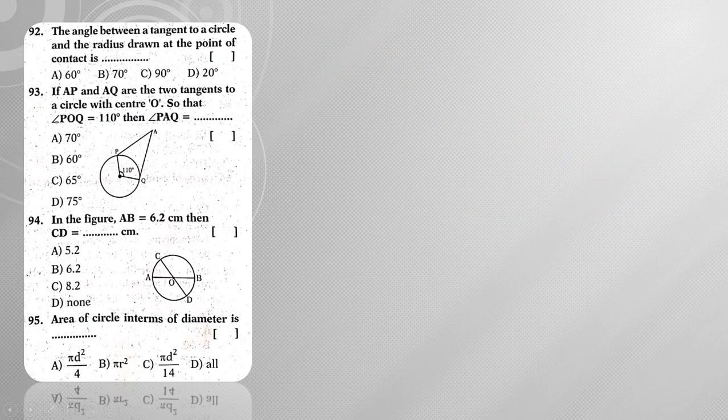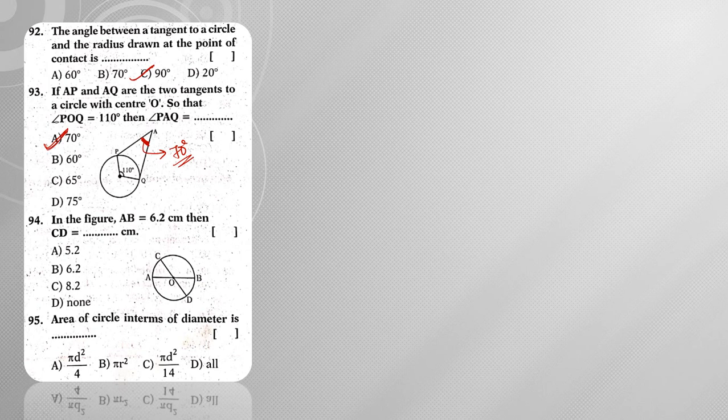Next, moving on to question number 92. The angle between the tangent of a circle and the radius drawn at the point of contact is 90 degrees. Now next question, AP and AQ are two tangents of the circle with center O, so that angle POQ is equal to 110 degrees. Then PAQ is the supplement of 110 degrees, no? So the supplement of 110 degrees is nothing but 70 degrees, hence the answer is 70 degrees.